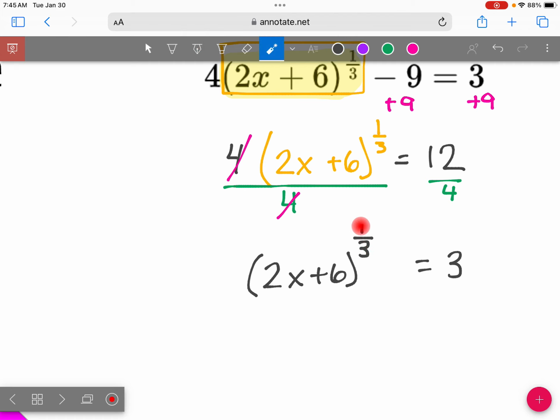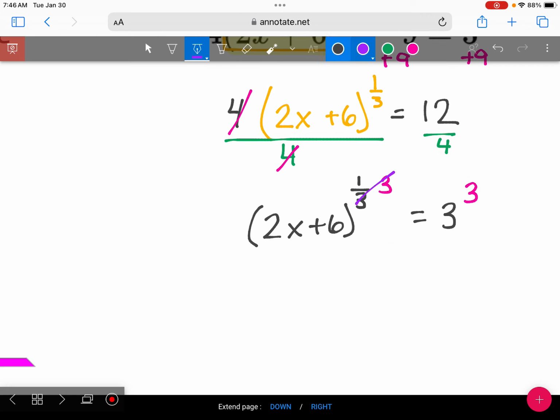Remembering, this is a root when we have a fraction exponent. So what power do we need to raise it to get rid of that root? 3. If I raise it to a 1/3 power, look at what happens to that exponent. If we do this to the 3rd and to the 3rd, the 3 times 1/3, they cancel out. And we're left with just our 2x plus 6 equaling 3 to the 3rd. 3 to the 3rd being 27.